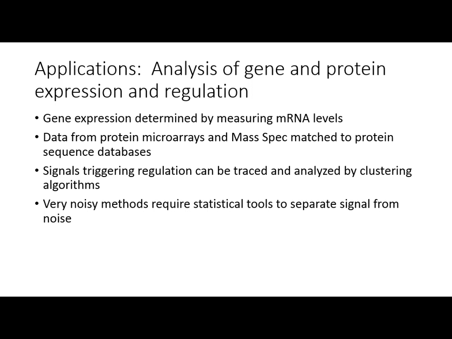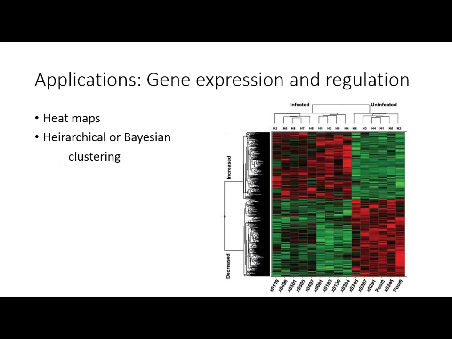Mass spectrometry is a technique that helps you sequence a whole lot of proteins or a whole lot of DNA at once. And then from these microarrays and this mass spec data, you can compare it to databases, and you can see what other kind of regulatory events give patterns like this, right? This is also another really noisy method, so you've got to take a lot into account when you're working on that stuff. Here's that heat map that I talked about.